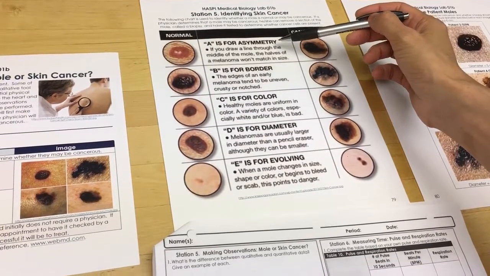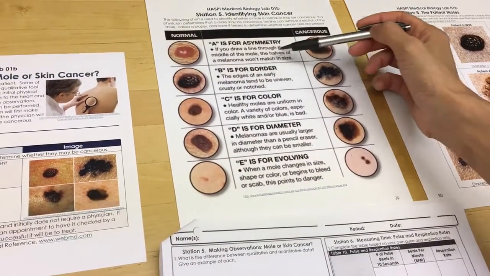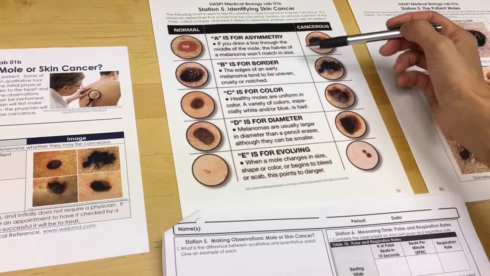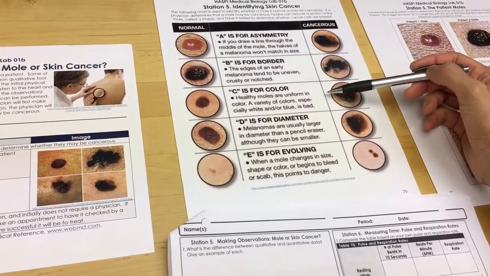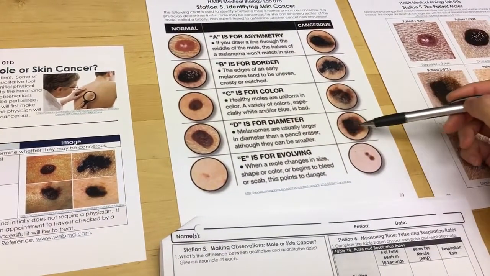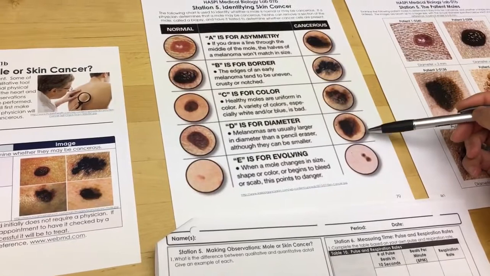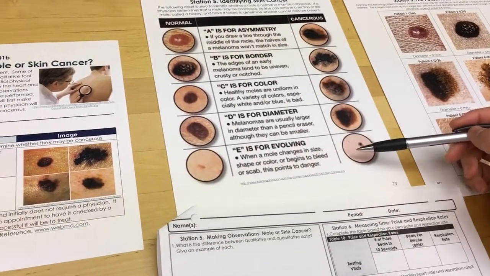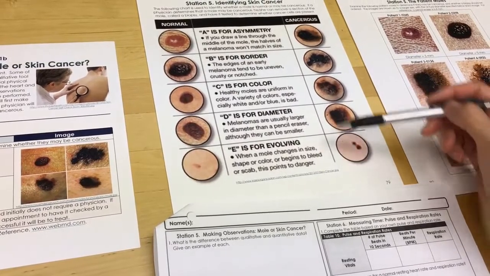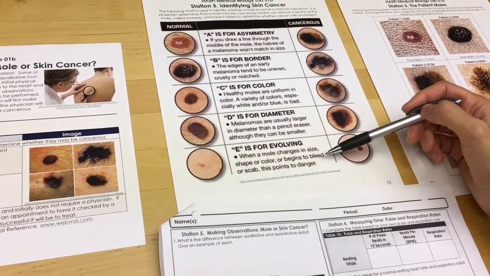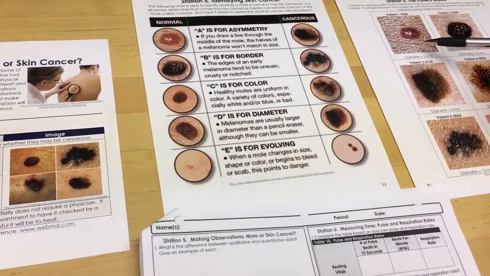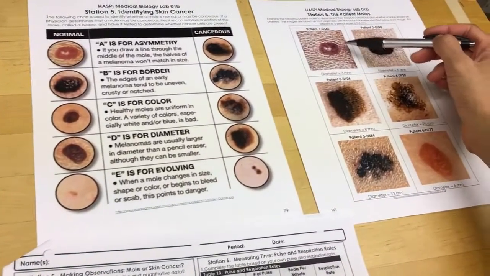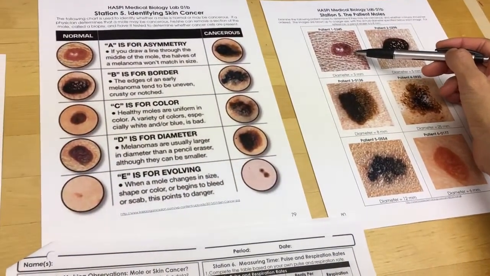You can look at the symmetry, and here it's going to tell you a little bit about what symmetry means, the border, the color, the diameter, how wide it is, and evolving, whether it's changing in some way. So as you look at these different characteristics, you're going to use these to describe this patient's mole.